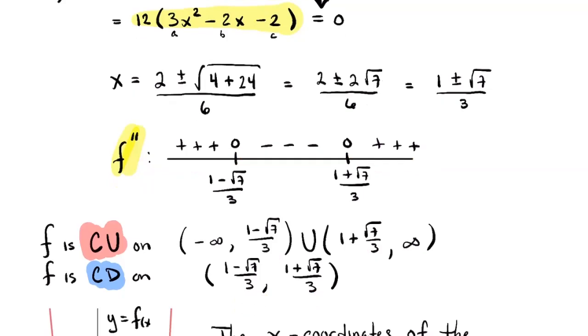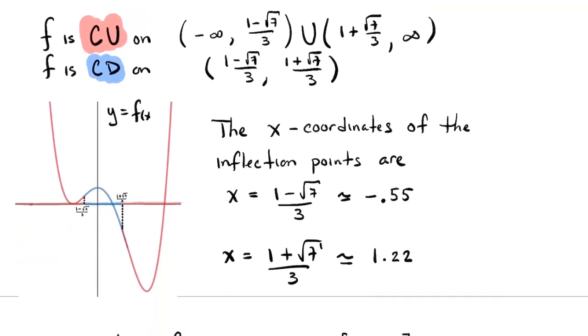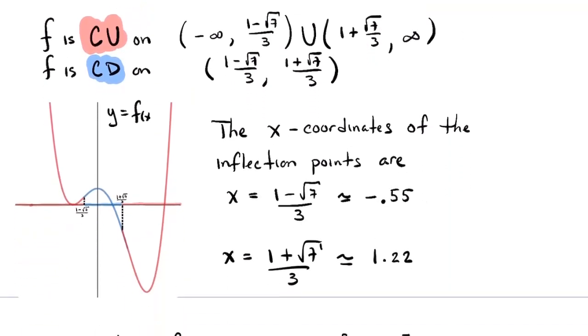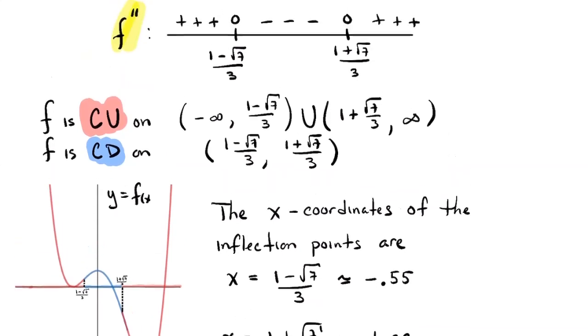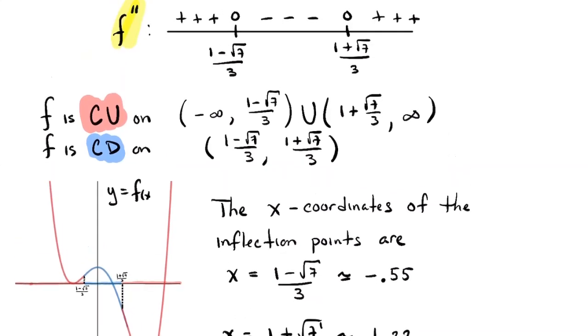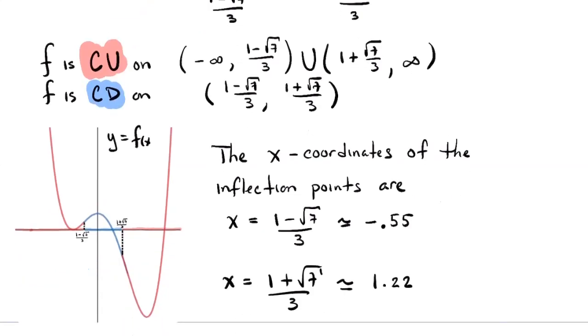Nice. All right. So we've seen the graph of this function before. I'm just bringing it back here. I should have mentioned this while we were still seeing the sign diagram, that look, the concavity switched from positive to negative at this number, so it's an inflection point. It switched from negative to positive at 1 plus root 7 over 3, so it's also an inflection point. Here are their decimal approximations, if you like them.